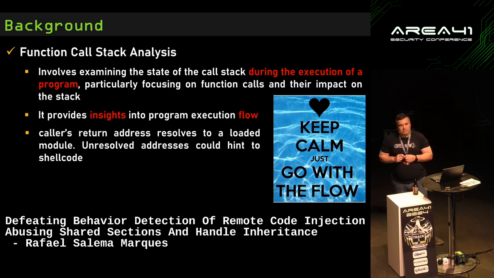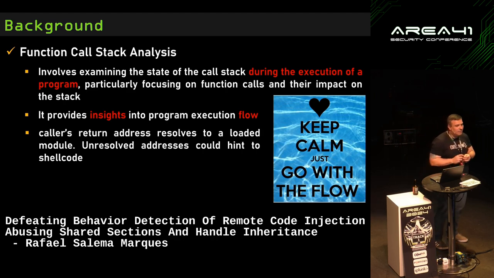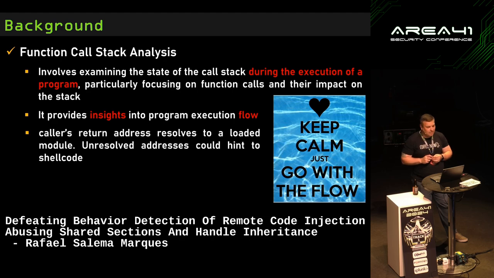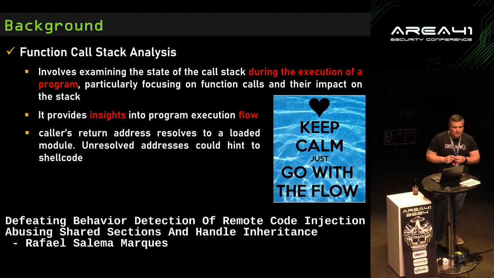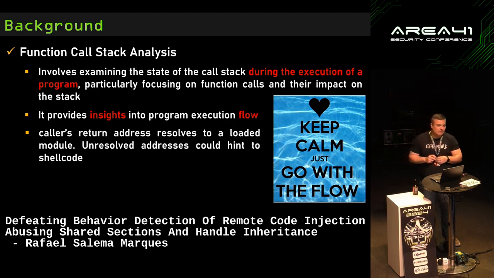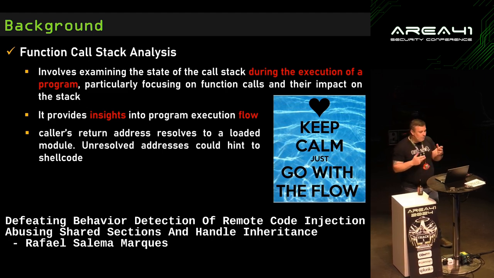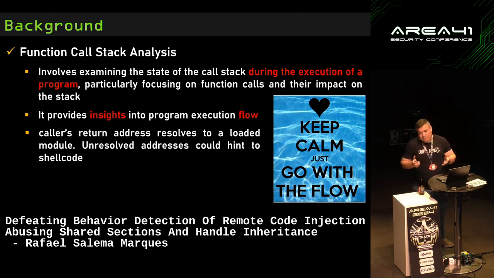Functional call stack analysis has been gaining strength in recent days because of a technique called direct syscall. Direct syscall is important to understand, but it's not in the scope of this talk, but it's relevant for detecting this technique using functional call stack analysis. The idea of the functional call stack analysis is to understand the flow of the program. When you do analysis using the call stack, we can verify whether the caller's return address resolves to some loaded module. If not, probably it can be a shellcode. It's a sign of a shellcode and malicious activities.